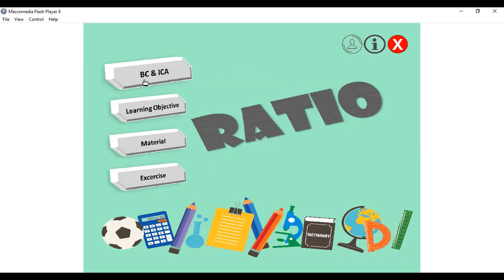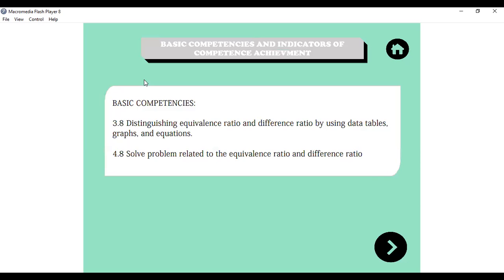Next is the basic competencies and indicator competency assessment menu. For this Macromedia, I choose two basic competencies, 3.8 and 4.8. 3.8, distinguishing equivalent ratio and different ratio by using data tables, graphs, and equations. 4.8, solve problems related to the equivalent ratio and different ratio.